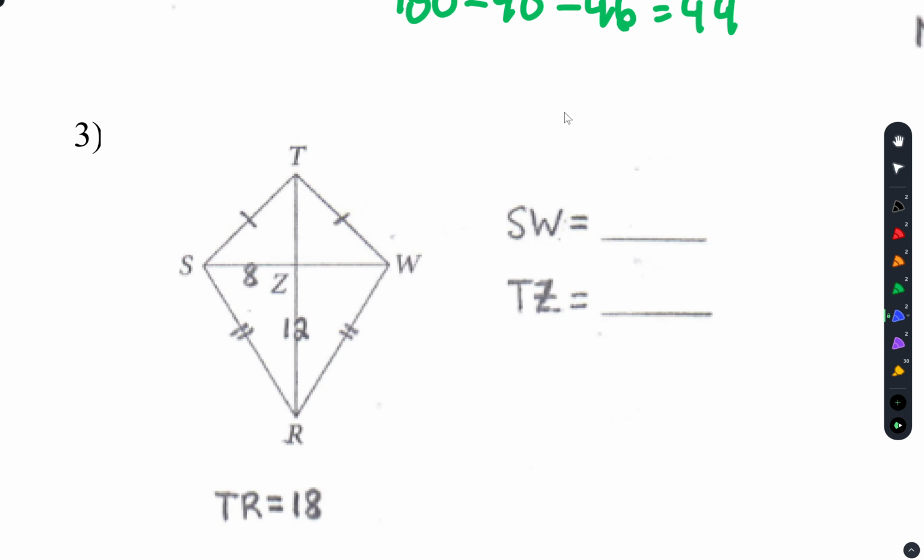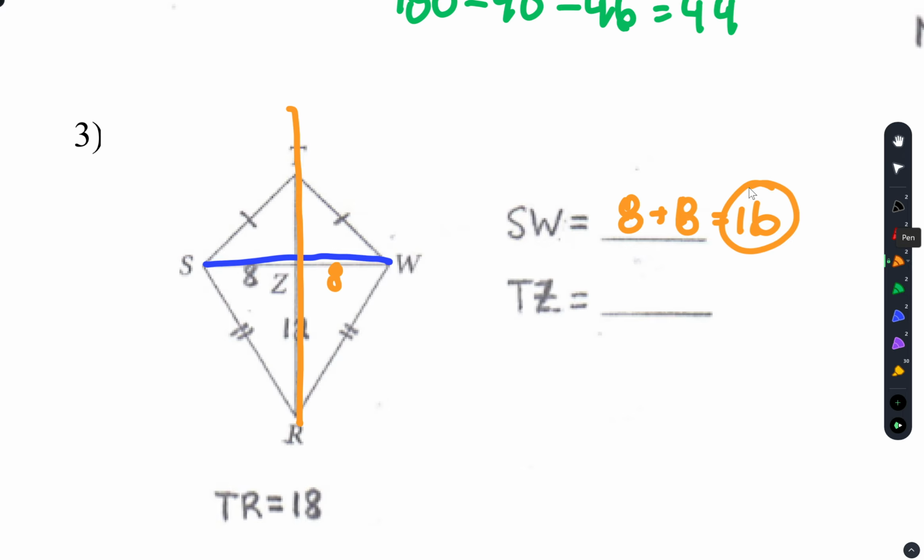Ooh, I like this one. Okay, what do we see here? I see SW and TZ is what I'm looking for. Can we start with SW? Here's SW. What do we think, Aubrey? Yeah, here's my line of symmetry, right down the middle, the long diagonal. So if SZ is 8, then ZW must also be 8. 8 plus 8 is 16.